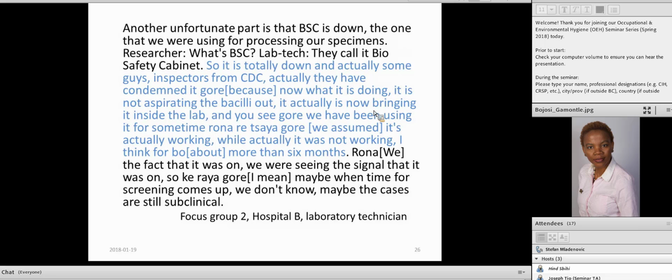This lab technician, this was in a focus group at Hospital B, was talking about a biosafety cabinet in their lab. He says, so it is totally down, and actually some inspectors from CDC have condemned it because what it is doing is aspirating the bacilli, not aspirating the bacilli out of the lab, it is actually bringing it inside the lab. And you see, we've been using it for some time, assuming that it was actually working, while actually it was not working for about 6 months.